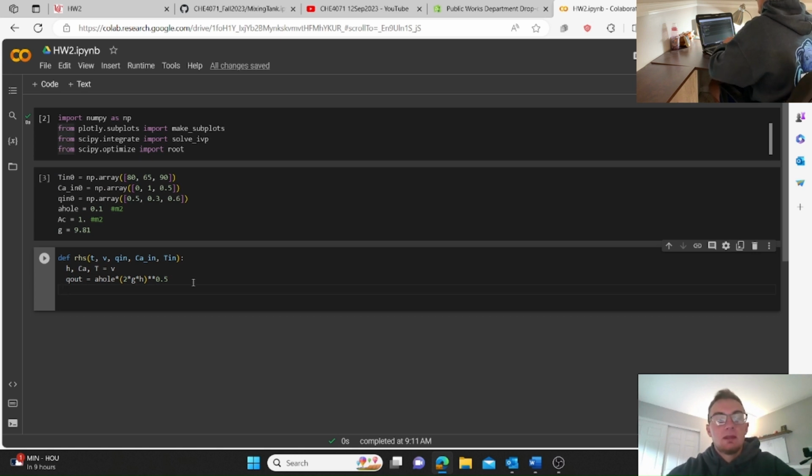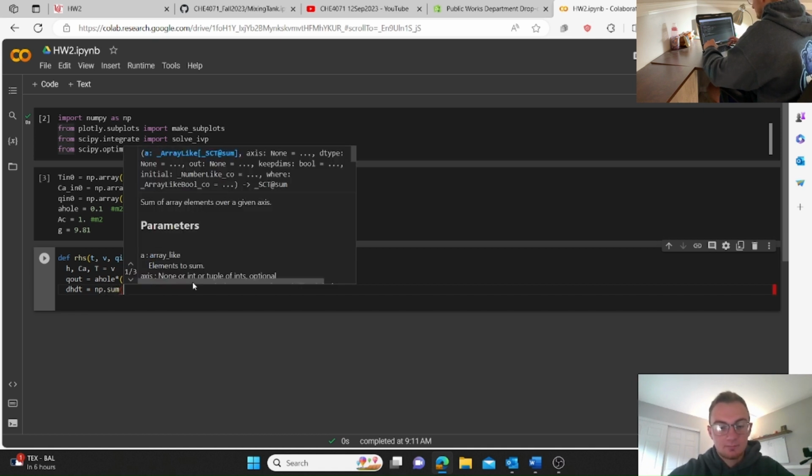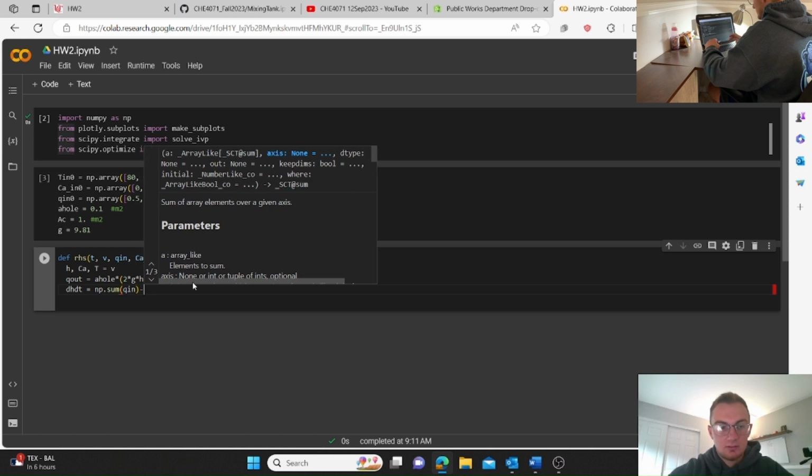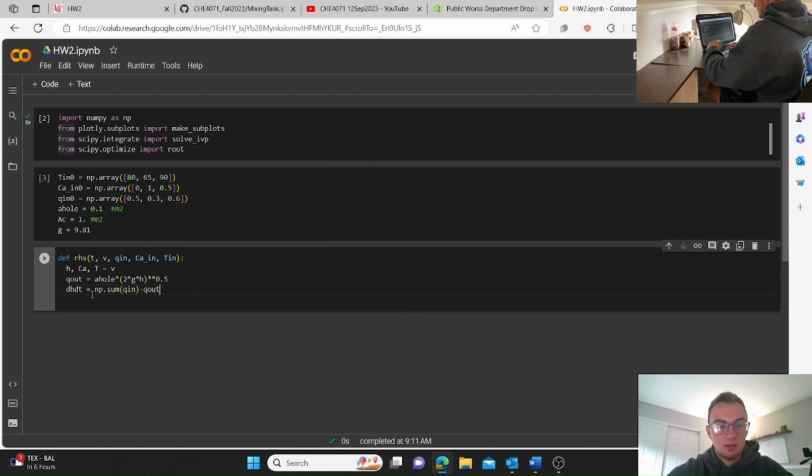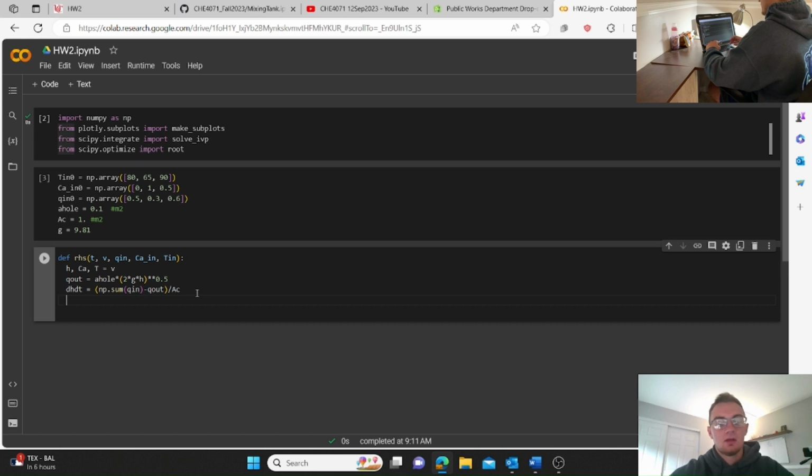Okay, now we can go ahead and solve each of our differential equations. So our first one is dH/dt. This is the sum of all of the flow rates minus Q out, divided by the cross-sectional area. So I have np.sum of Q in, minus Q out, and this entire thing is divided by the cross-sectional area of the tank, AC.